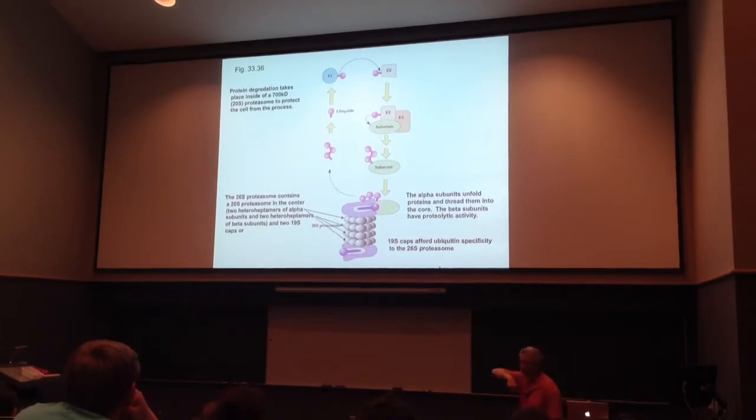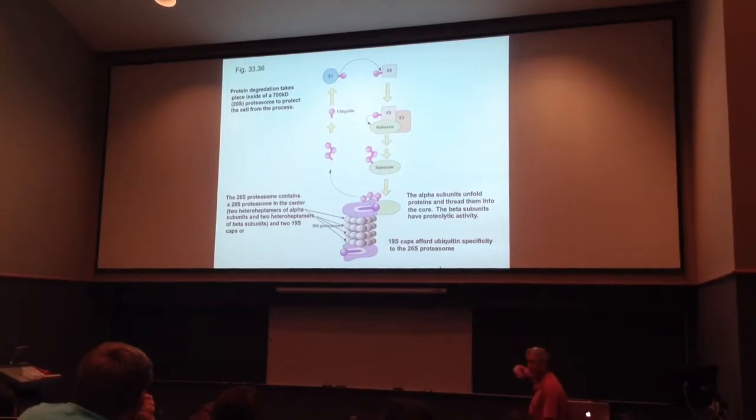About somewhere around almost 1 million Daltons. The 4 rings in the middle are known as the 20S proteasome. So the whole thing is 26S, inside is 20S. Remember, S refers to sedimentation coefficient. So it's how quickly they sediment through some sort of a density gradient. It doesn't refer to molecular weight.